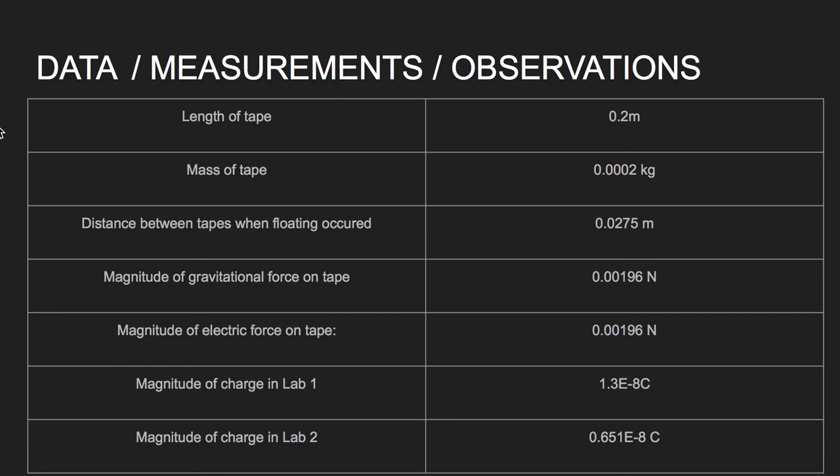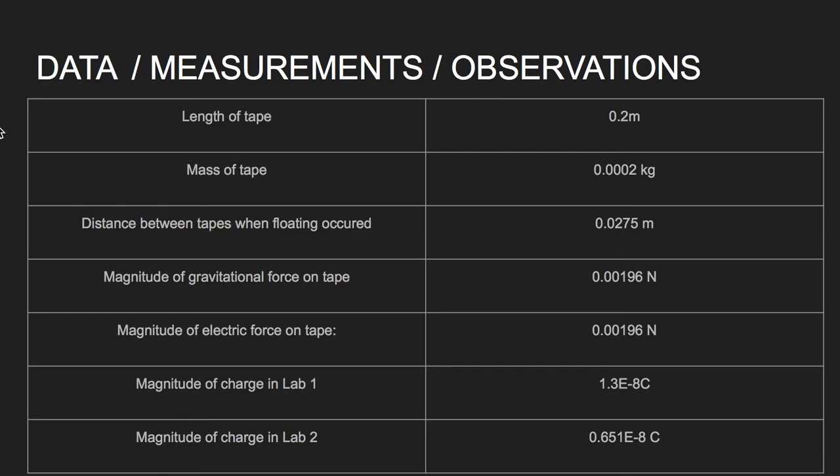For the data and measurements collected to do this lab, the length of the tape was 0.2 meters. The mass was 0.0002 kilograms. The distance between the tapes when floating occurred was 0.0275 meters. The magnitude of gravitational force on the tape and electric force on the tape were equal at 0.00196 newtons, and this is because there was no momentum.